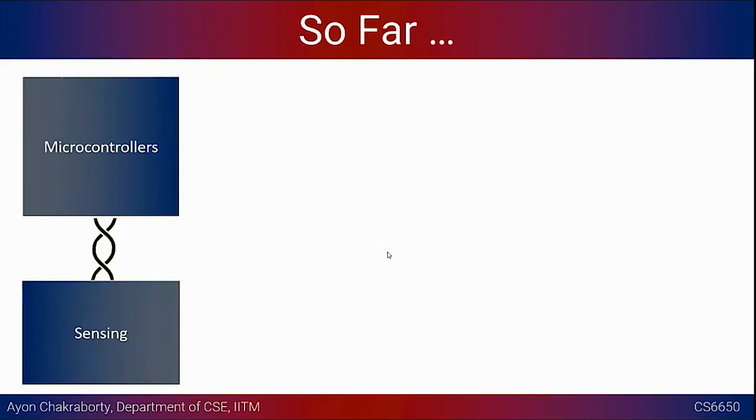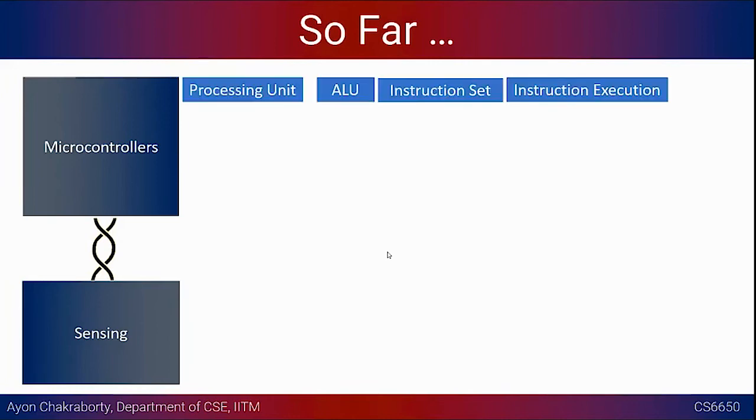Okay, so I'll try to conclude whatever we have covered in microcontrollers and sensing. There are certain things that are still missing, and we are going to cover those later. We started with the basics of instruction execution and the processing unit. We looked at the ALU and how it executes instruction fetch, instruction decoding, and so on.